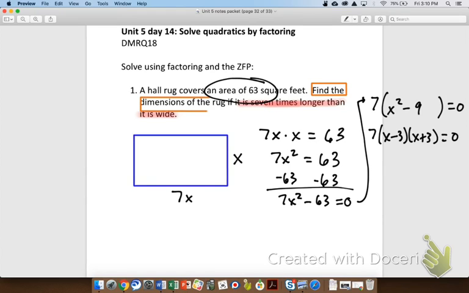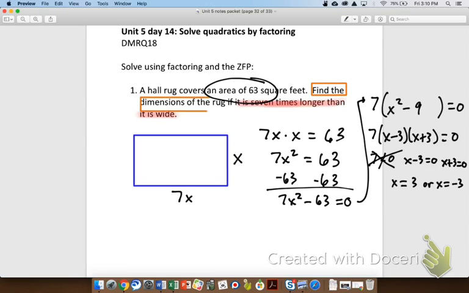So then I'm going to set each of the factors equal to 0. And the first one's a little bit weird. 7 equals 0. No. So this is going to be something that gives us no solutions at all. But the other two will. x minus 3 equals 0. x plus 3 equals 0. I would get x is equal to positive 3 or x is equal to negative 3.